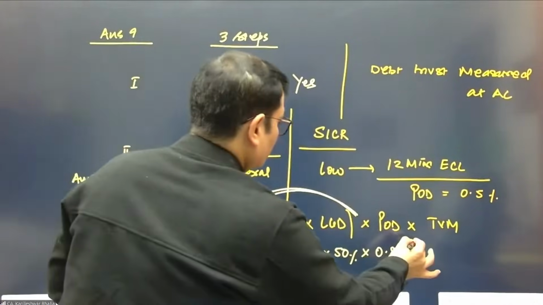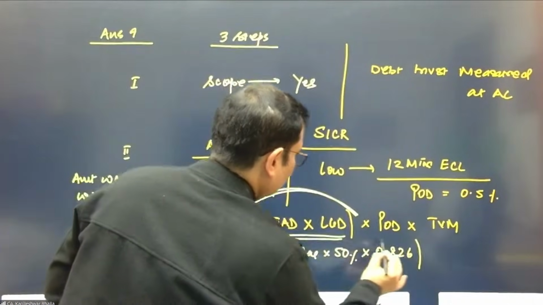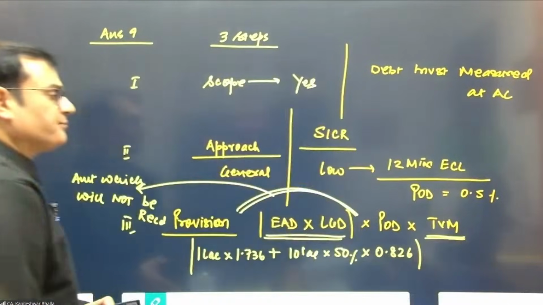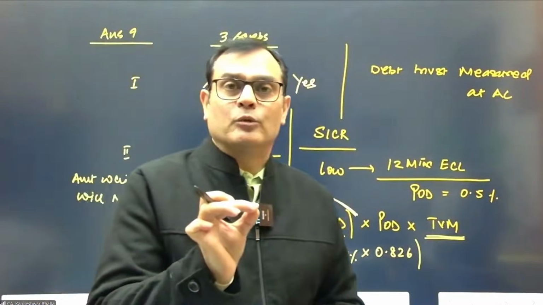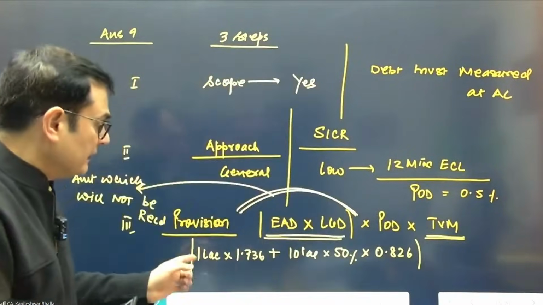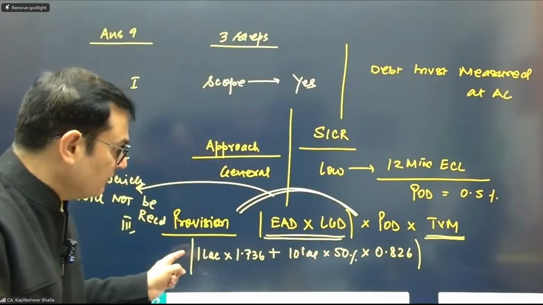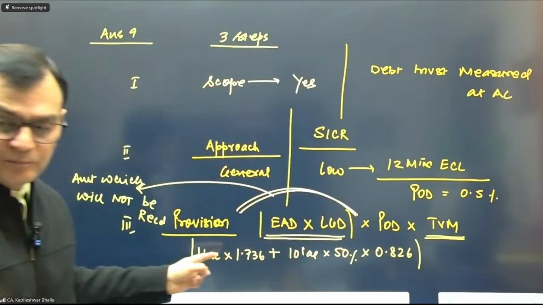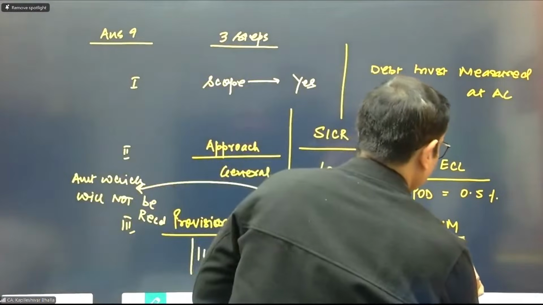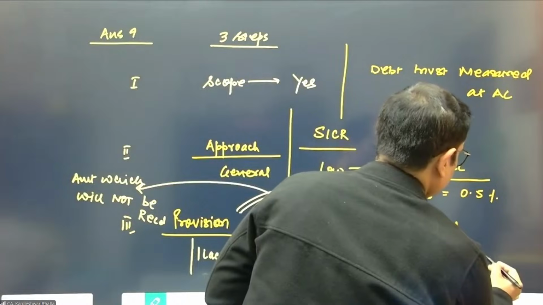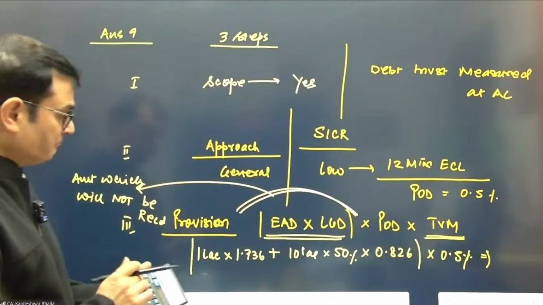So let me now put the question to you. Is this the sum total? Is this the product of these three factors? Yes or no? When you multiply the EAD into LGD into time value of money, can I say this represents the amount you will not receive in accordance with the time value of money, right? That's correct. And then the probability of default is 0.5%, and this will give us the provision to be created. As simple as that.